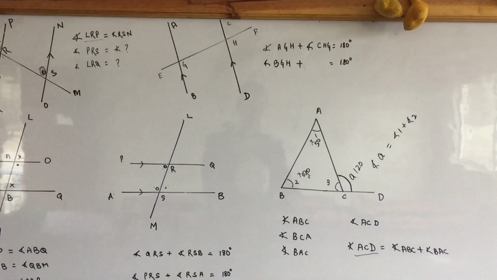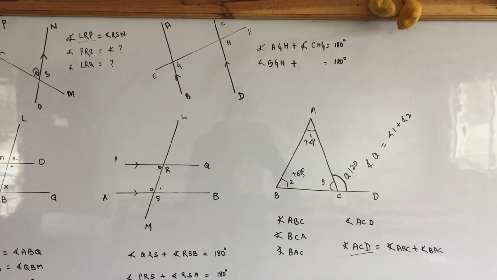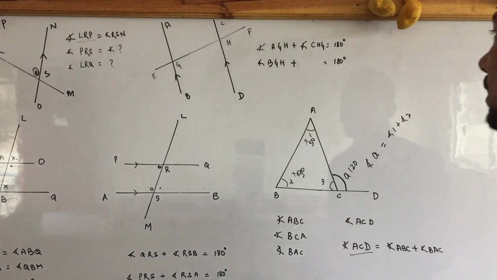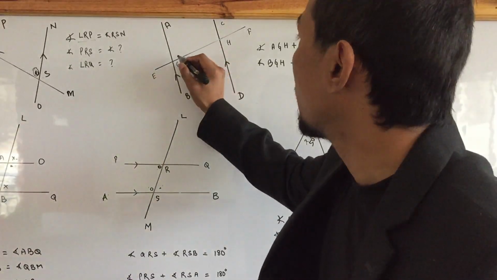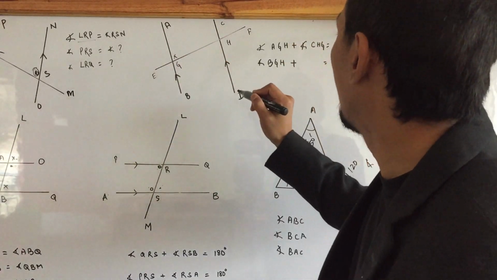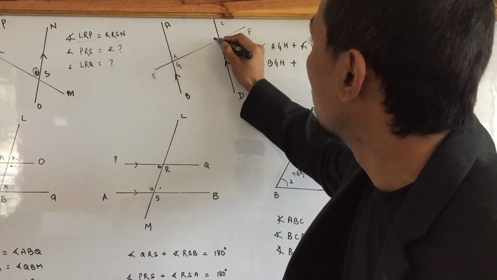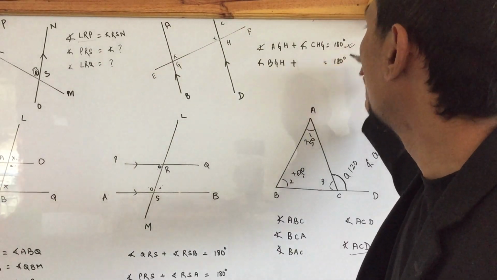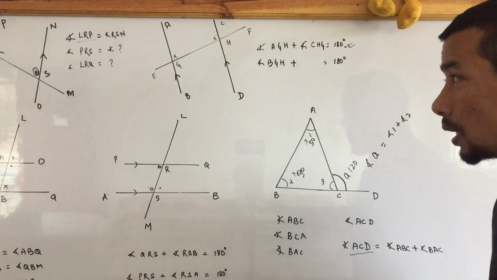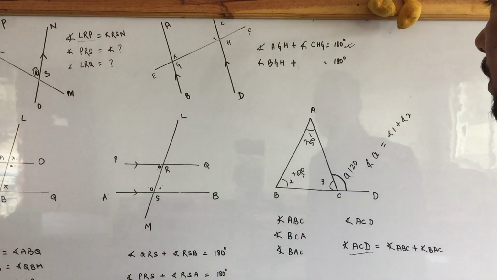All right. So there you see angle AGH plus angle CHG. AGH, that is this angle, plus CHG, this angle, is equal to 180 degrees. Why are they 180 degrees? Again, reasoning. The reason is they are co-interior angles.